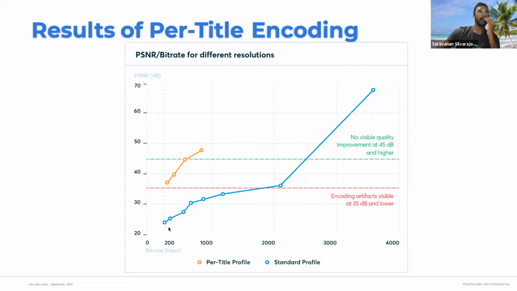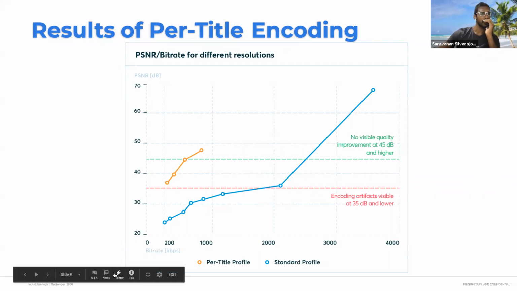So you can see the blue line here is a standard profile. It's your fixed bitrate ladder. It's not uncommon to see 7 or 8 renditions in a fixed bitrate ladder. And the orange one is a per title generated bitrate ladder, right? And you can see that from, I'm gonna just enable my pointer.